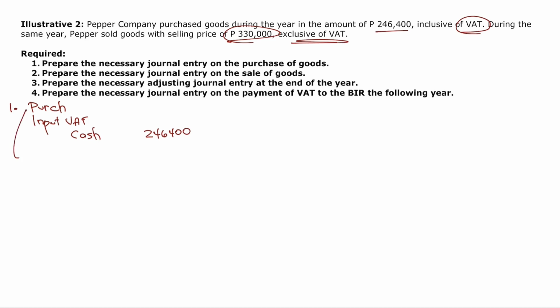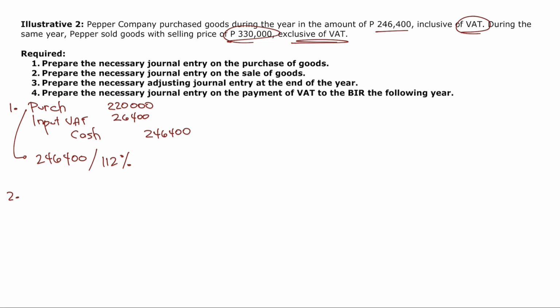Ngayon, compute muna natin magkano ba yung purchases. So, since inclusive na of VAT yung 246,400, i-divide mo lang yan by 112%. Kasi kung kasama dyan yung 12%, 112% ang nagre-represent sa 246,400. So, 246,400 divided by 1.12, this is equal to 220,000. Then, i-multiply mo ng 12%, no? Yung 220,000, makukuha mo yung input VAT, which is equal to 26,400. Okay?